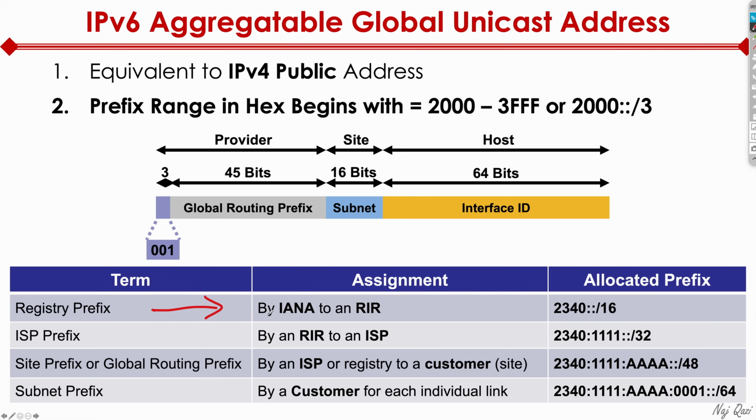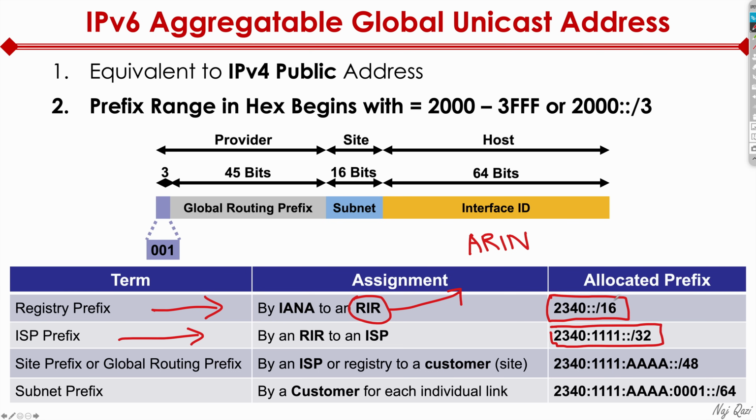The registry prefix is assigned by IANA, which is the Internet Assigned Numbers Authority, and it's assigned to the Regional Internet Registry. So this could be for us, for example, ARIN, which stands for American Registry for Internet Numbers. And this could be the initial chunk. This is just an example. Then ARIN might assign a chunk, a /32 block.